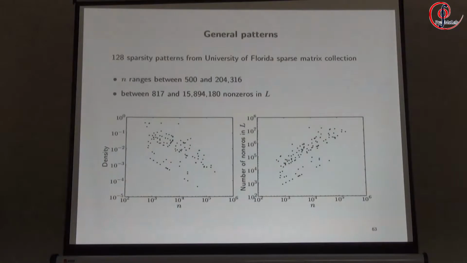This is an experiment with more realistic sparsity patterns. So we took a set of sparsity patterns from the benchmark collection. They're not chordal. The sizes range from 500 to 200,000. And this gives a scatter plot of the dimension versus the density as percentage of non-zeros, and n versus the number of non-zeros. So that's the 128 matrices. And then we obtain chordal patterns by just doing a triangularization or a symbolic factorization of these sparse patterns. And that's actually the resulting sparse pattern.